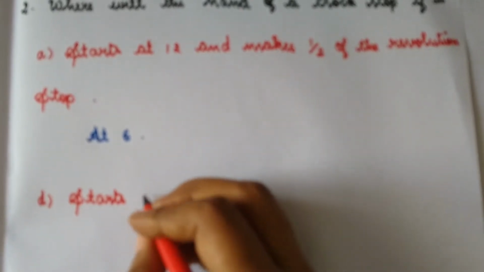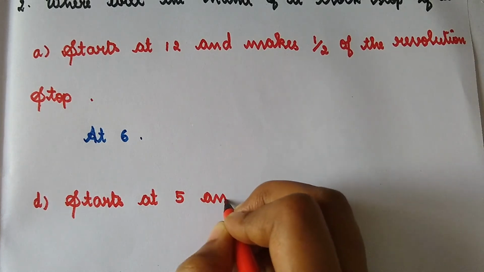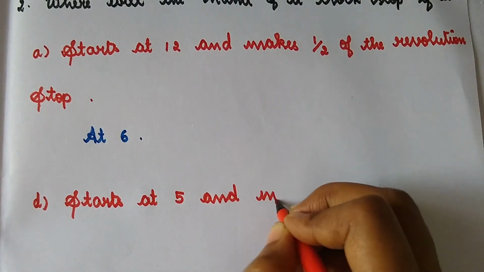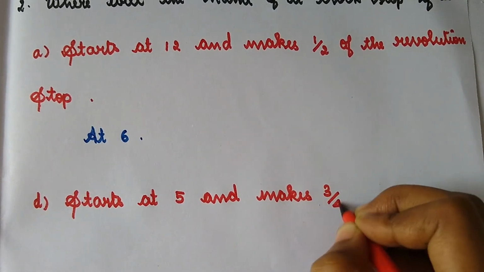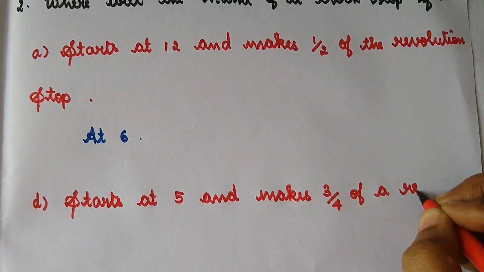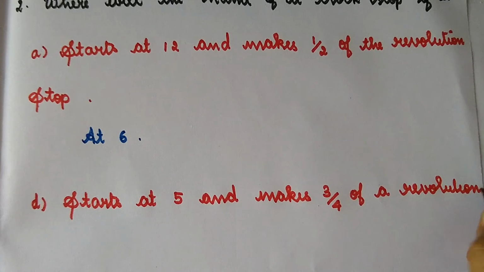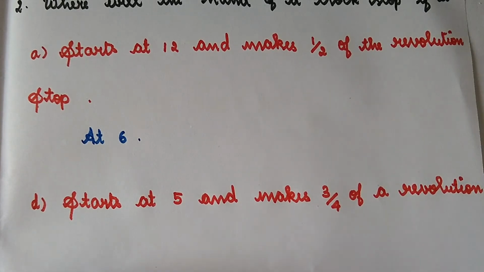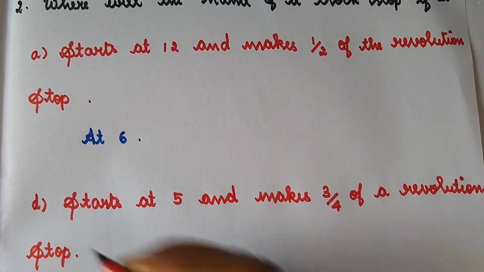If the hand starts at 5 and makes 3/4, 3/4 of a revolution. What do you mean by 3/4? It covers 3 right angles. Okay. Stop.